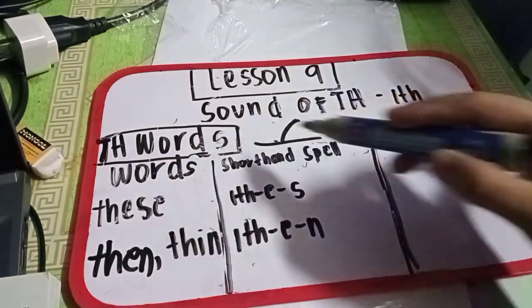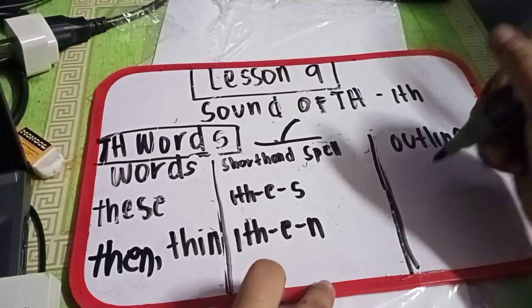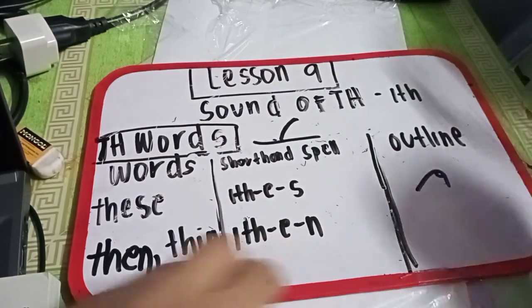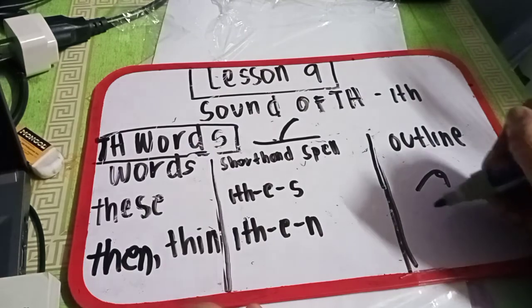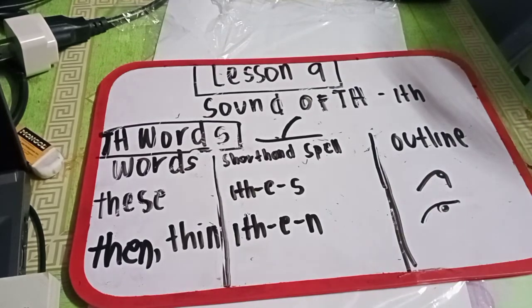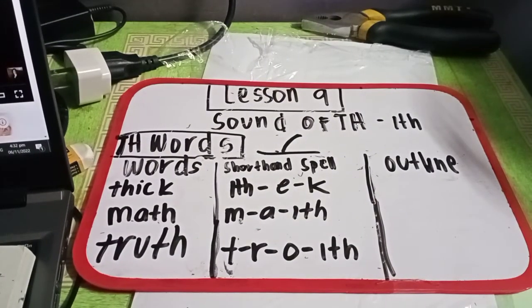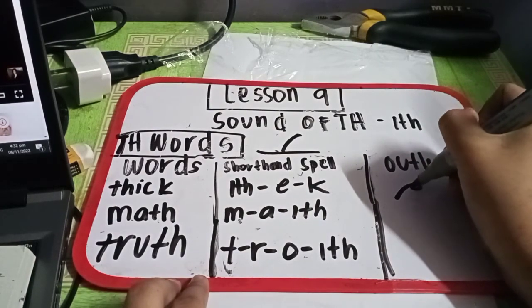First is this. The shorthand spelling of this is it hyphen e hyphen s. The outline of this is it e s. Then the second example is then. The shorthand spelling is it hyphen e hyphen n. Then the outline of this is it e n. So the third example is thick. The shorthand spelling is it hyphen e hyphen k. The outline of this is it e k.